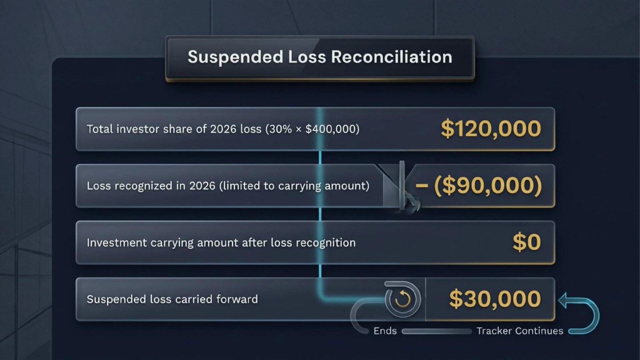The income statement stops at the recognized amount, but the suspended loss tracker continues running quietly in the background. Quiet does not mean unimportant. It means the work paper is doing its job.